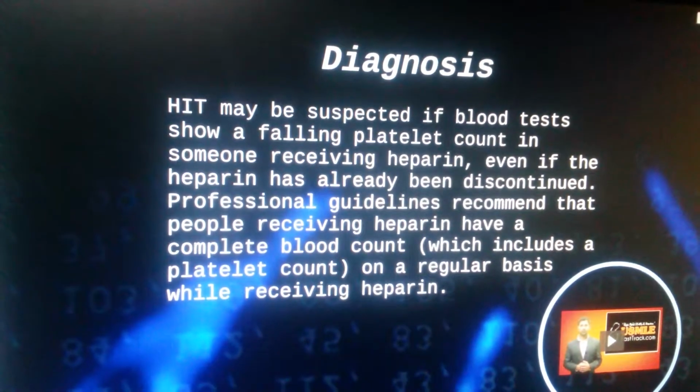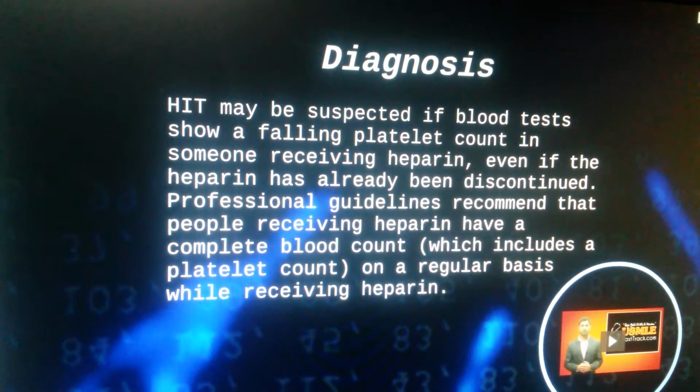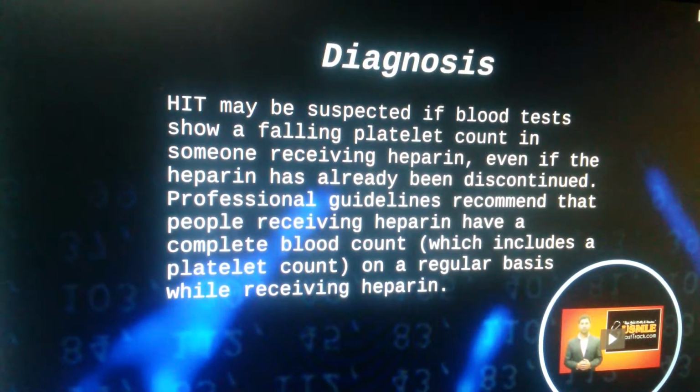Diagnosis. HIT may be suspected if blood tests show a falling platelet count in someone receiving heparin, even if the heparin has already been discontinued.